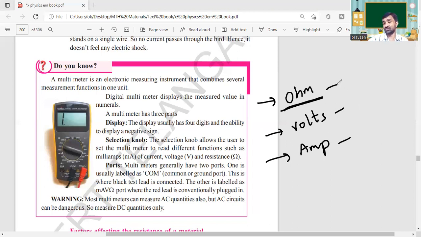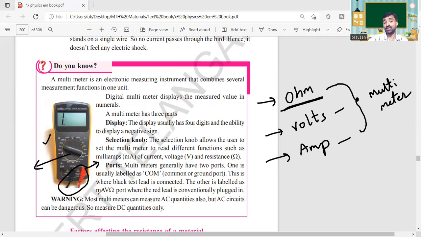All these three are measured by a single device called a multimeter, right? The multimeter is on the screen here, on the left side. This device is called a multimeter. It has a digital display, then a selection knob and the ports. So display, selection knob and ports. Here the ports are available in two colors, red and black.